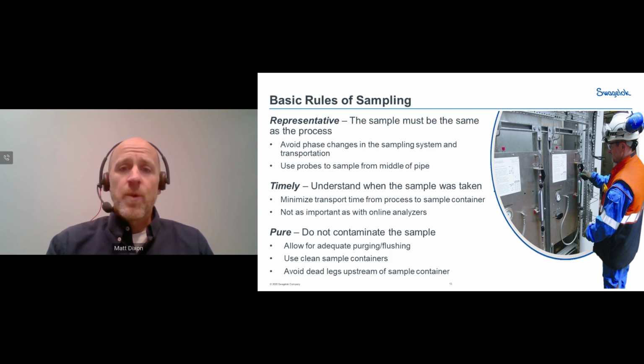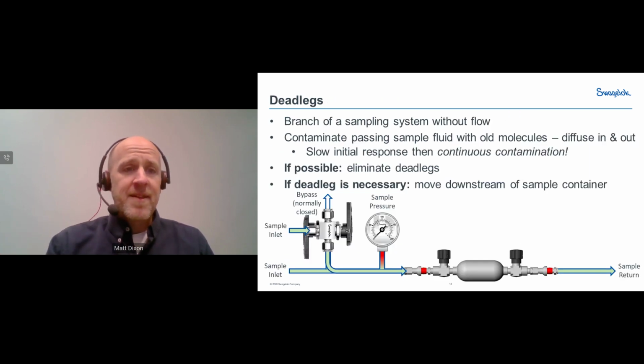And then also purity. We want to make sure that we're not contaminating that sample in any way, either by the design of the sample system or by failing to clean out our sample container, including dead legs in our system. So dead legs are something that we always want to consider. So what are dead legs exactly? A dead leg is a branch of a system that doesn't have any flow. And when that happens, you have molecules that fill up that dead leg and actually contaminate our sample as we go along. So let's take a look at an example.